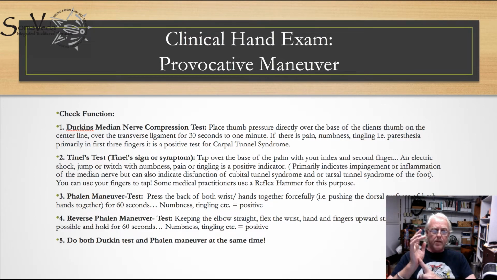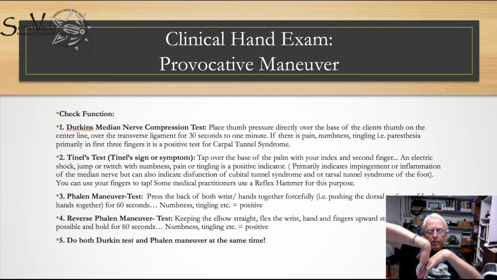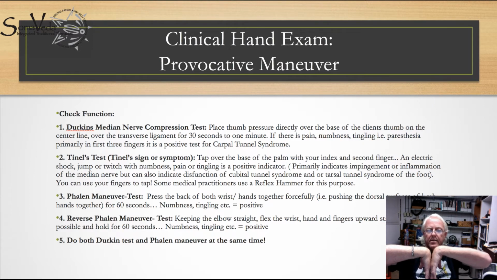All right, so provocative maneuver number 3 is a Phelan's maneuver or test, which is about bringing the backs of the wrists together forcefully, both of them together, and pushing them inward. Notice how I actually want to keep my arms level, the elbows up, the wrists are down, and I push the backs of the palms together, okay, for 60 seconds. And if around 60 seconds or so, I start to develop numbness or tingling, that's a positive test.